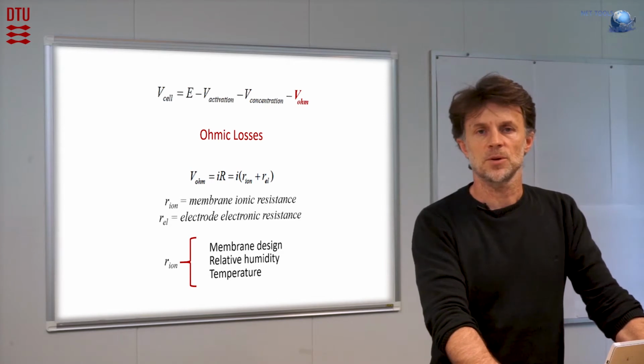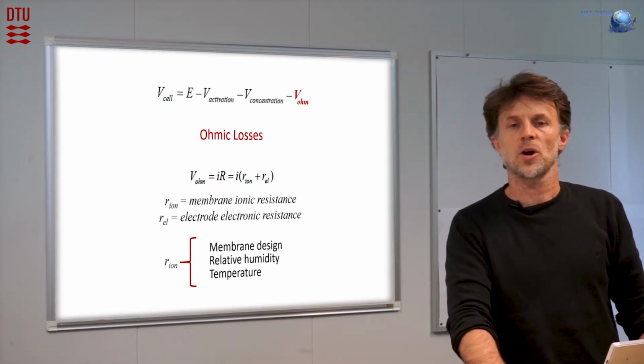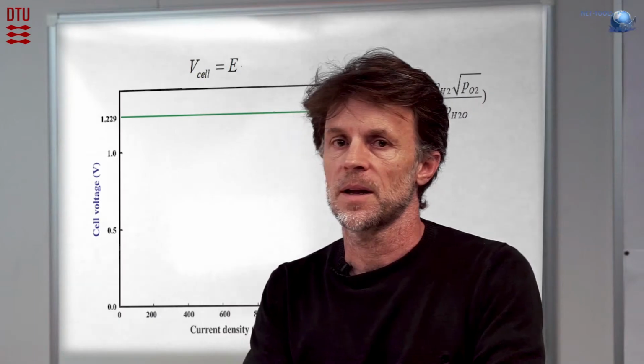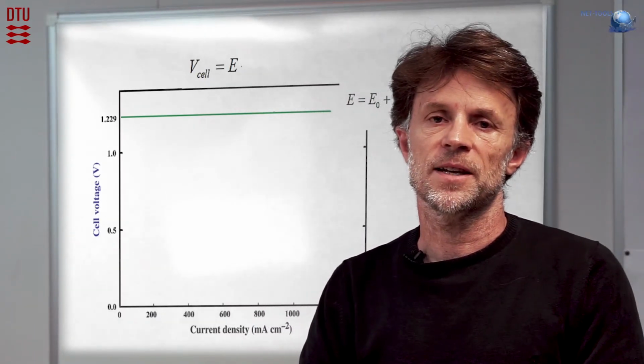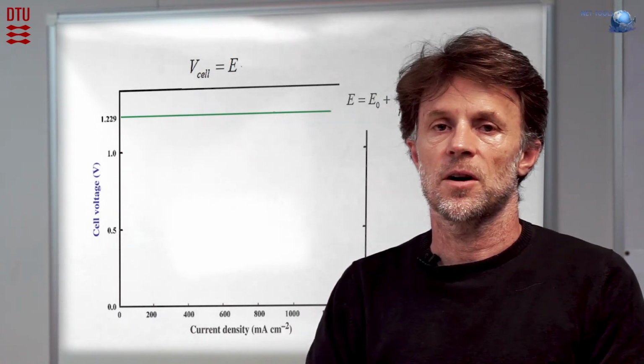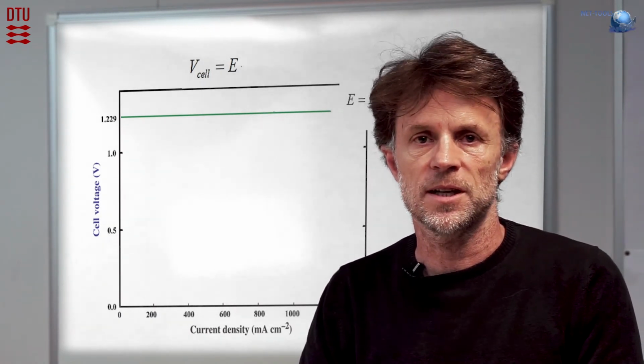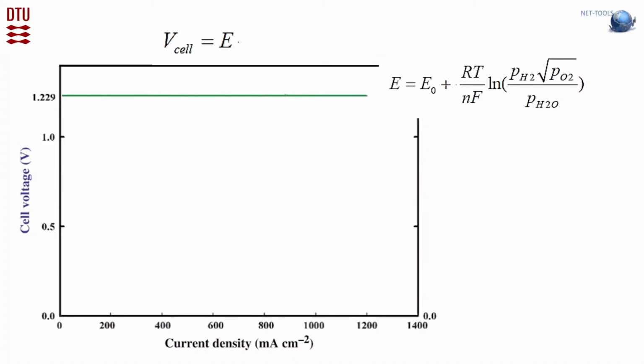And now I will show you how these losses show up in the polarization curve of the fuel cell. The green line here represents the open circuit voltage of the cell. It can be calculated, as we've seen previously, using the Nernst equation. But before going to the losses that were presented, I have to add one more loss. This loss is due to the crossover. It's represented here by the blue tick.